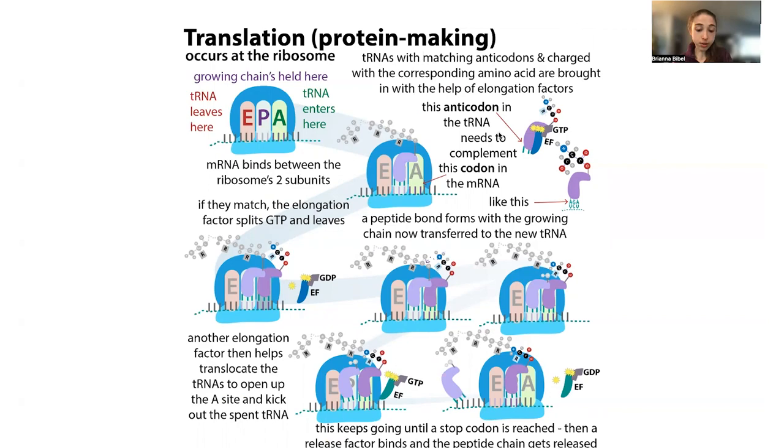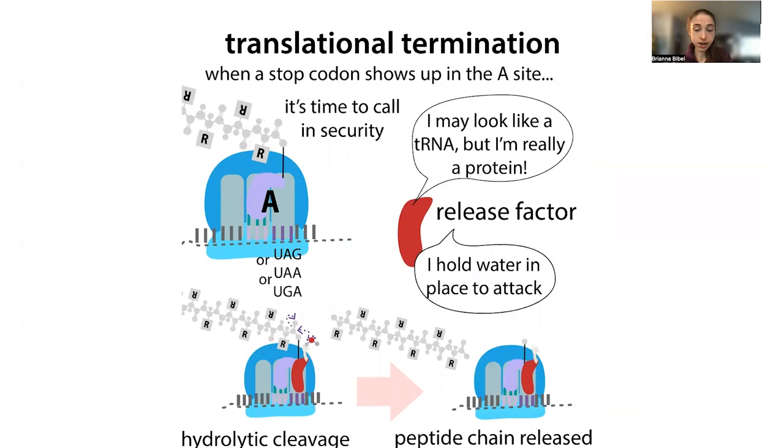The stop codon, instead of a spelling for an amino acid, tells the ribosome to stop. So what's going to happen is the ribosome has to pause for a second, and when it's paused, a release factor is going to come in. This release factor looks kind of like a tRNA, but it's a protein, and it's able to catalyze, promote, or speed up the cleavage of this peptide.